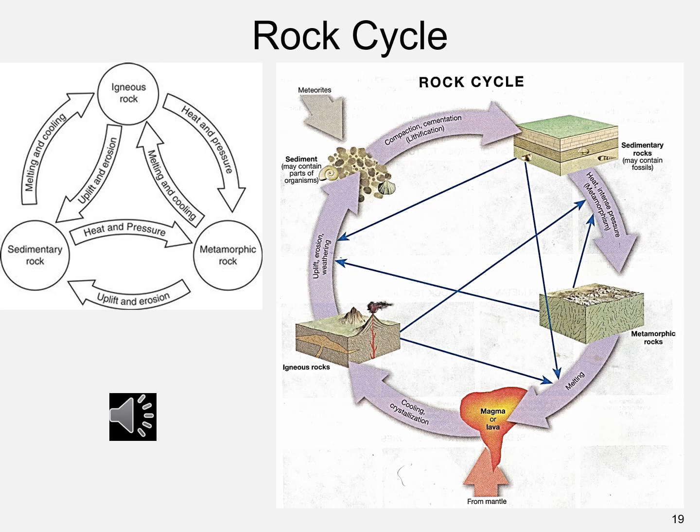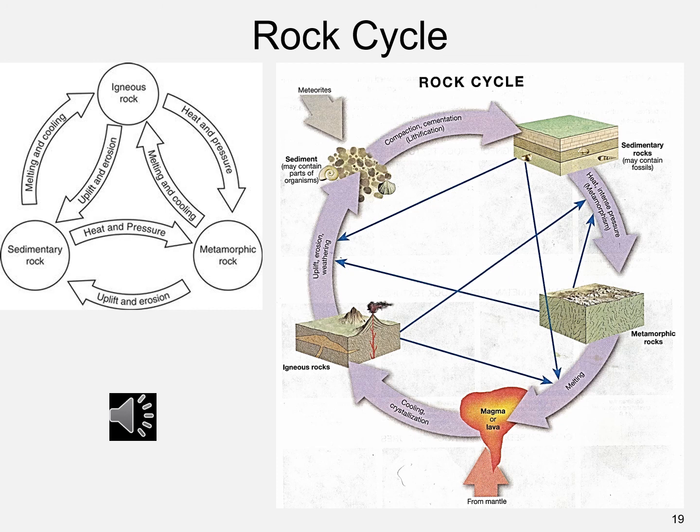Given enough time, all rocks will recycle. Igneous rocks can change into metamorphic rock through heat and pressure up to the point of melting. However, once the metamorphic rock is melted, then it becomes an igneous rock. Metamorphic rock through uplift, erosion, and lithification can become a sedimentary rock. Sedimentary rocks, subject to enough heat and pressure, may become a metamorphic rock. If the sedimentary rock melts and cools, it can become an igneous rock.